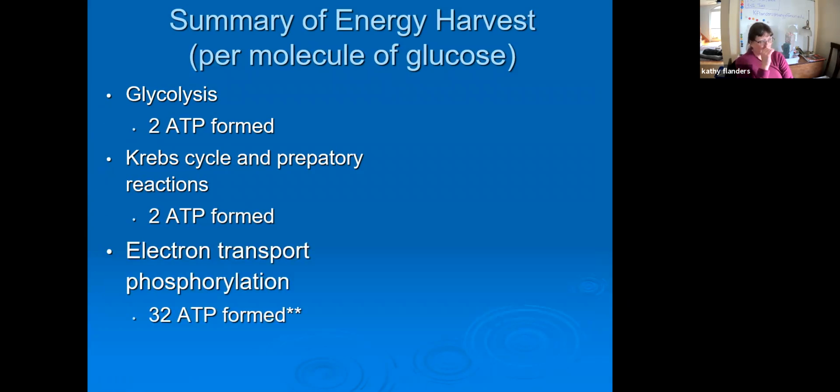That gives us our summary, where we have 2 ATPs from glycolysis, and 2 ATPs from the Krebs cycle. And then we have 32 from our electron transport chain.